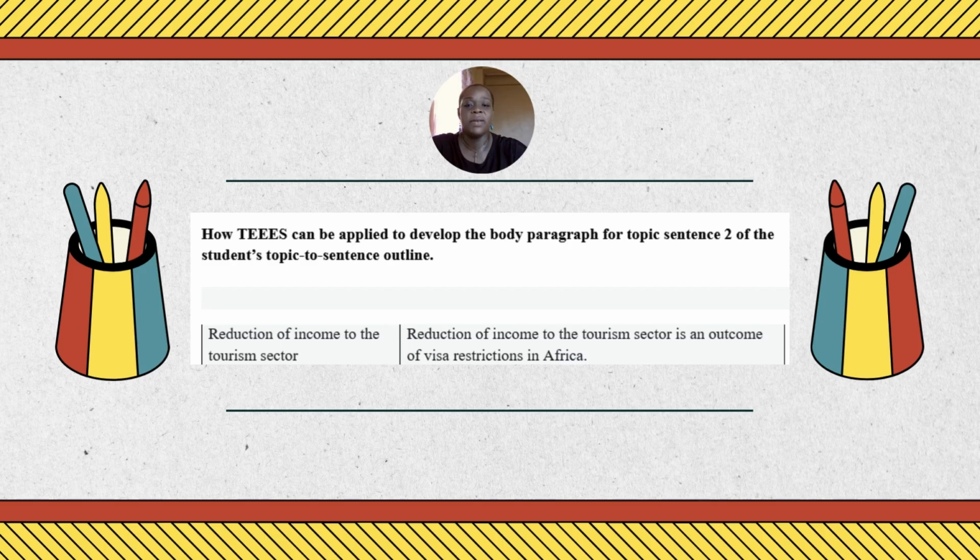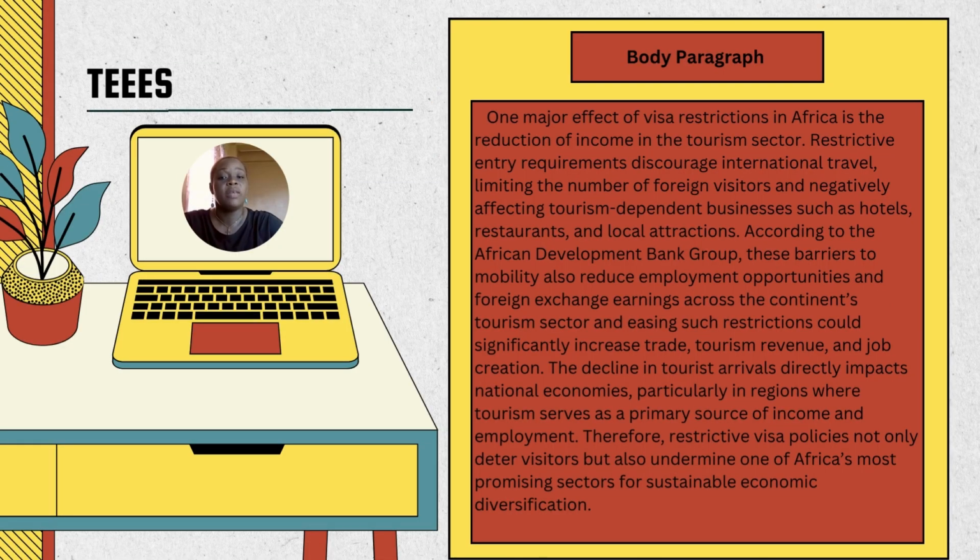How can TEES be applied to develop the body paragraph for topic sentence 2 of the student's topic sentence outline example? The body paragraph states, one major effect of visa restrictions in Africa is the reduction of income in the tourism sector. Restrictive entry requirements discourage international travel, limiting the number of foreign visitors and negatively affecting tourism dependent businesses such as hotels, restaurants, and local attractions.